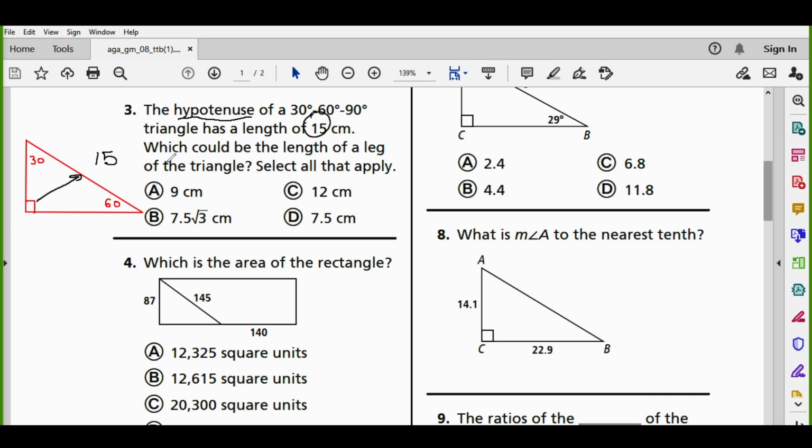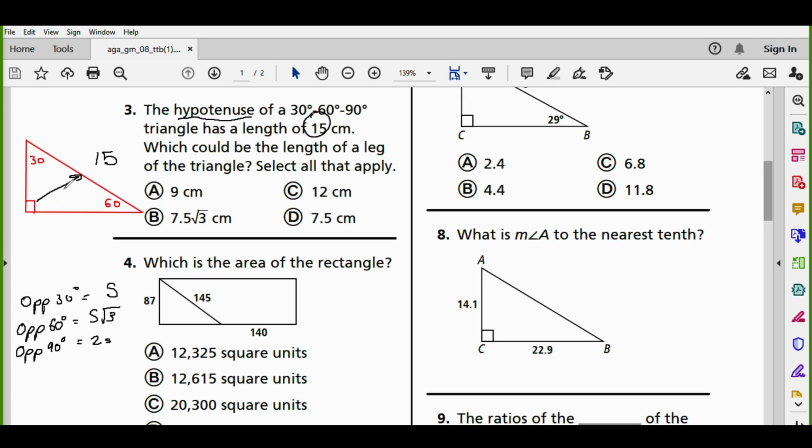This is 15. So now I have to remember that thing I told you. If we just do this, opposite of 30 degrees is just our side s. That is our standard side, our smallest side, and that's why we're going to use s for smallest. The opposite of 60 is just s times the square root of 3. And the side opposite of 90 is just 2 times my shortest side.